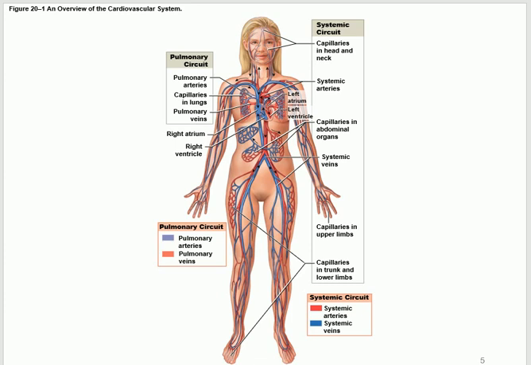What's the third name for the left? The bicuspid. There is a third name, and I told you guys to remember the three names. And it is in a critical thinking question that I put for you. What is it? It starts with M. Mitral. Yes. It's also called the mitral valve.